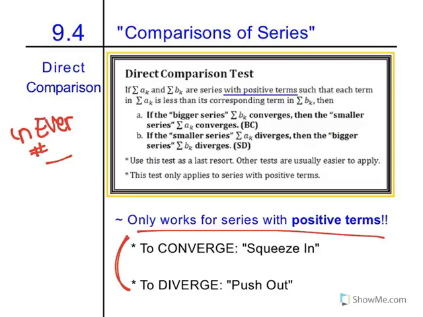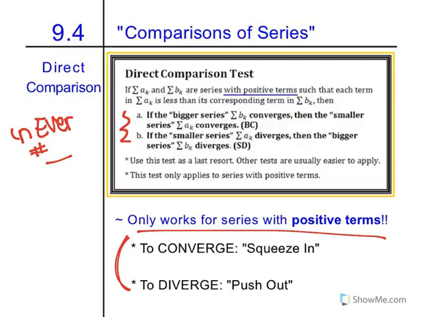Of course, another quick reminder, only works for series with positive terms. However, up here it was showing you the ways of remembering if the bigger converges, smaller. So if you can prove bigger converges, then you can prove smaller converges. And then if the smaller diverges, SD.